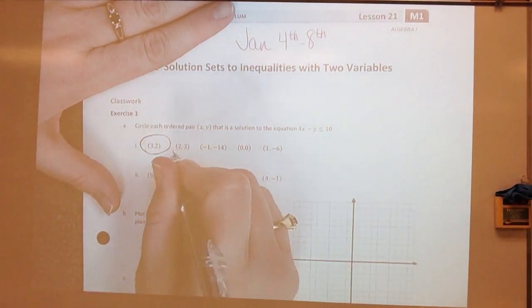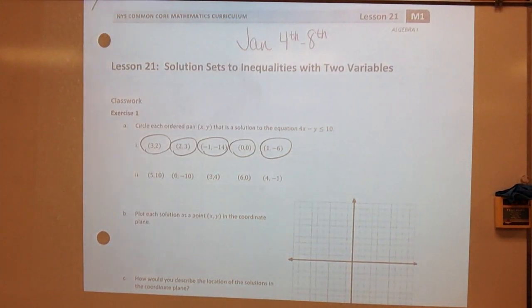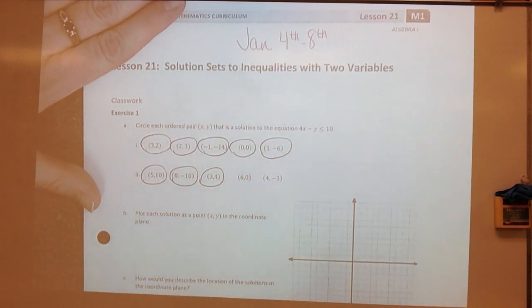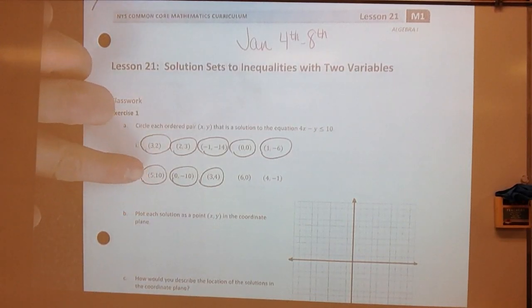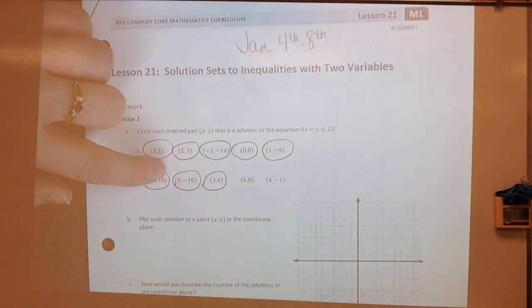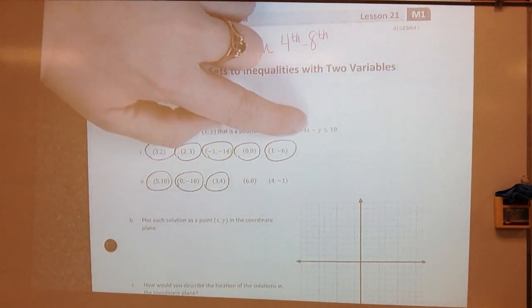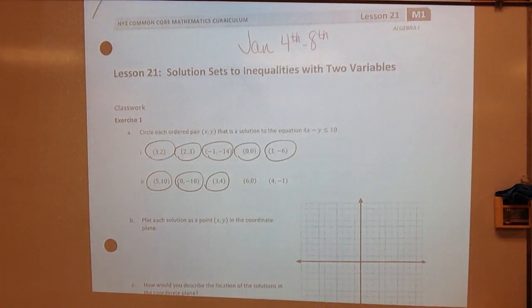All right, so what you should have figured out is that all of the first 5 work, and then on the second set of numbers, the first 3 work. And like I said, it was simply just plugging in. For example, this one, 5 times x, or 5 times 4, is 20 minus 10. So 20 minus 10 would be 10. Is 10 less than or equal to 10? That is a true statement because 10 is equal to 10. So this one would work.